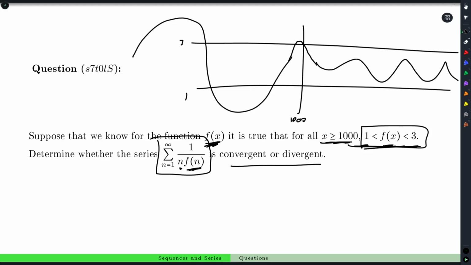So we have an inequality given to us. Inequalities like this scream comparison test, but there are a few things to watch out for. One, we're not adding up f of x, so this inequality is not going to be immediately useful because we've got 1 over n f of n. So we've got to manipulate the inequality and make it look more like the thing we're adding up. Another thing to watch out for is that this inequality does not hold right away. It holds after a certain point.